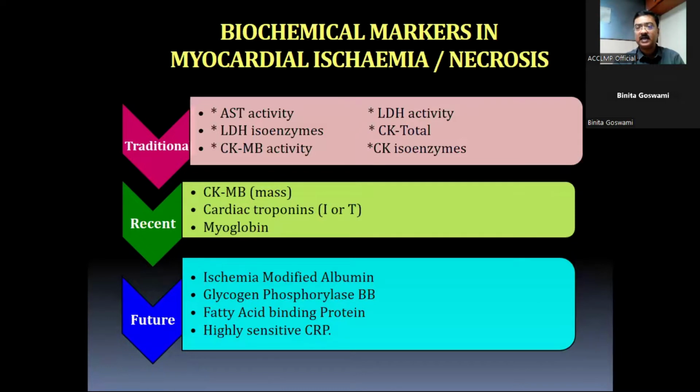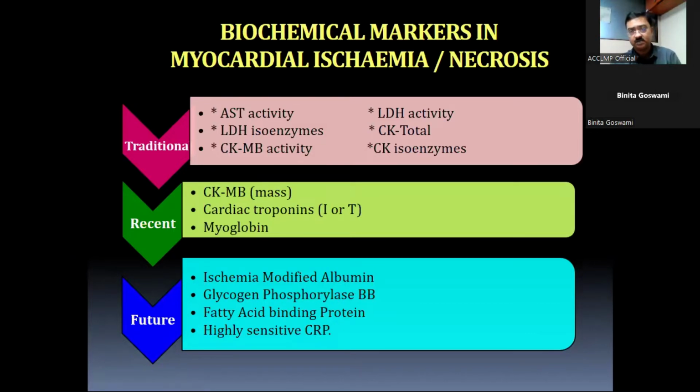Now, the biochemical markers that we traditionally called cardiac markers were CK, CKMB, LDH and SGOT. More recently we use others, particularly CKMB mass. And the most important, the champions of the time now, are the cardiac troponins T and I, and myoglobin. In future, some other markers are coming up, such as ischemic modified albumin and fatty acid binding protein. These two are mainly in the market nowadays and may have a bright future as diagnostic markers.